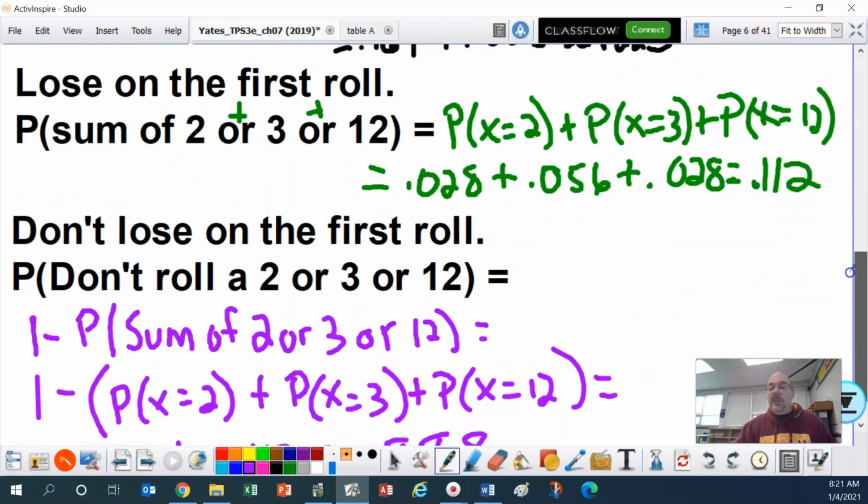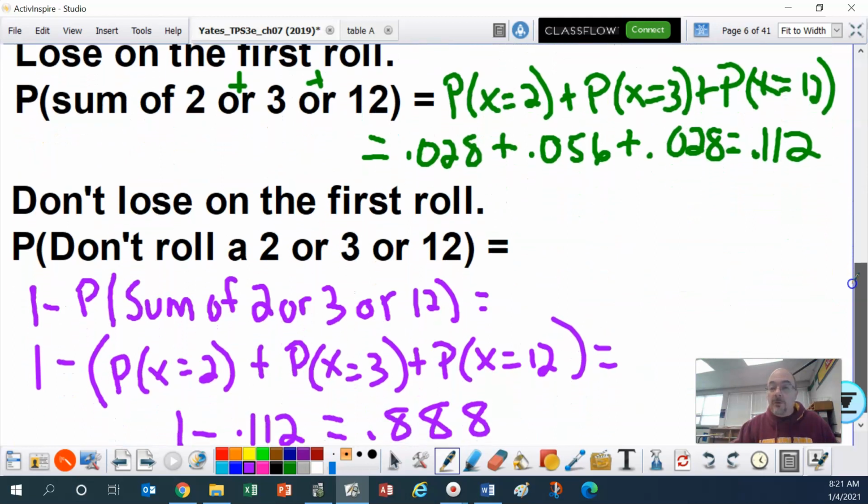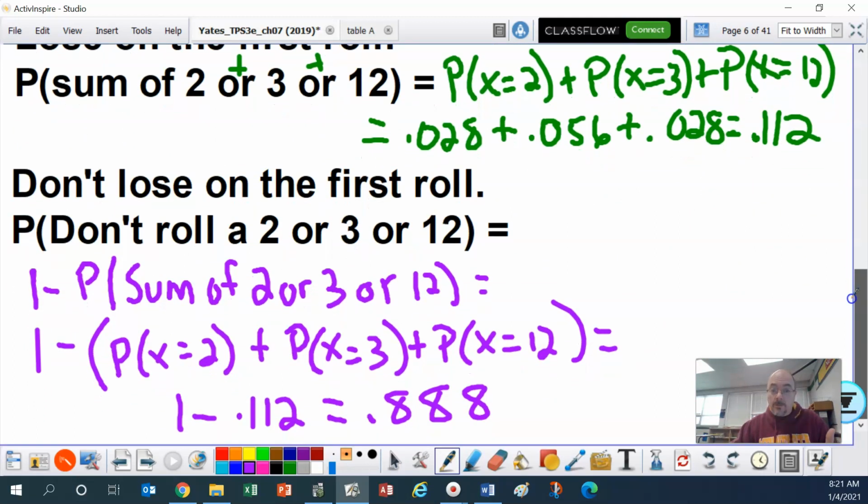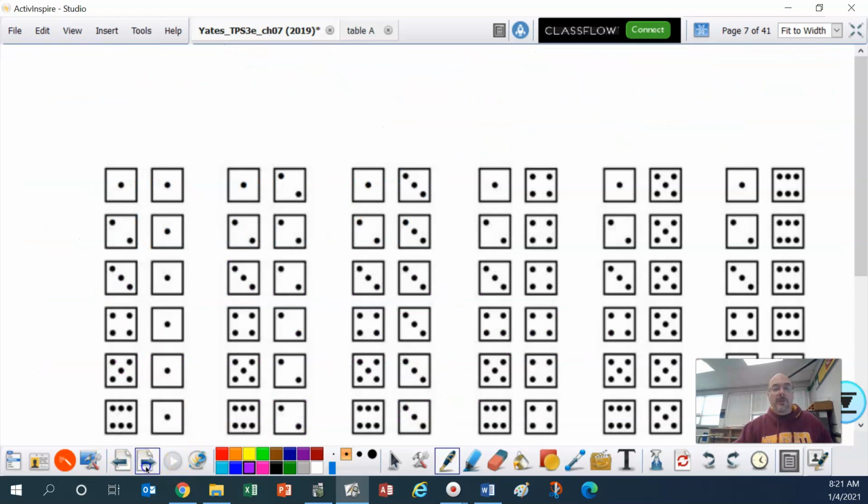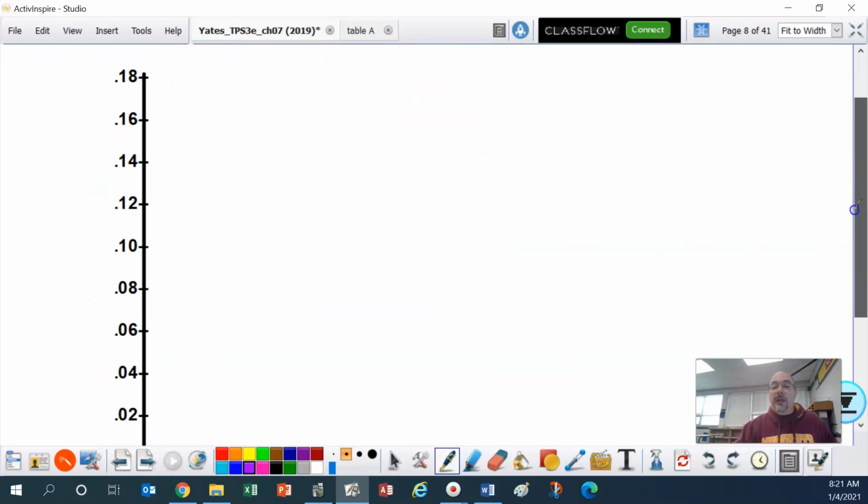And again, read the rules for the game. If you don't know where I got this from, go read the rules in your book. All right, what else do we do with this? Well, ladies and gentlemen, we also make histograms out of this.